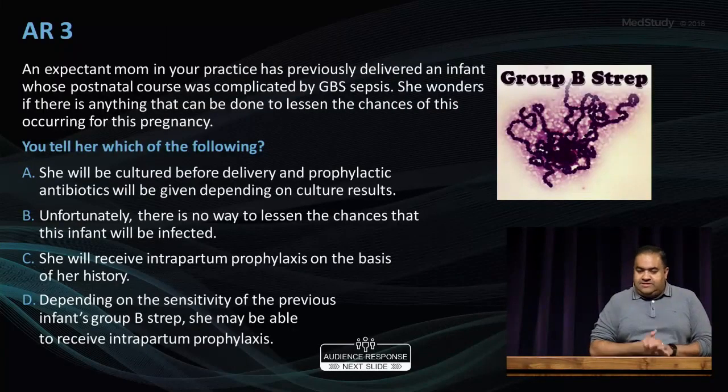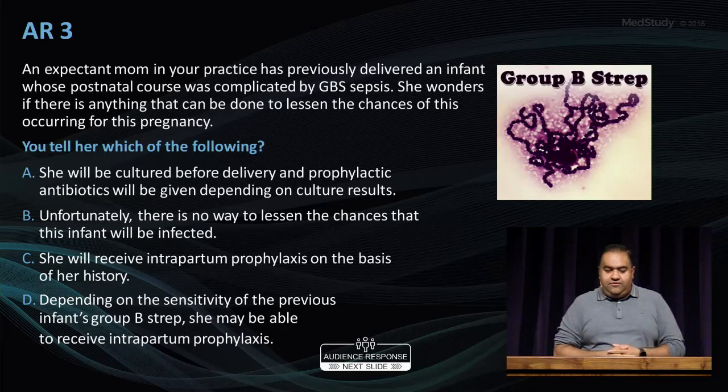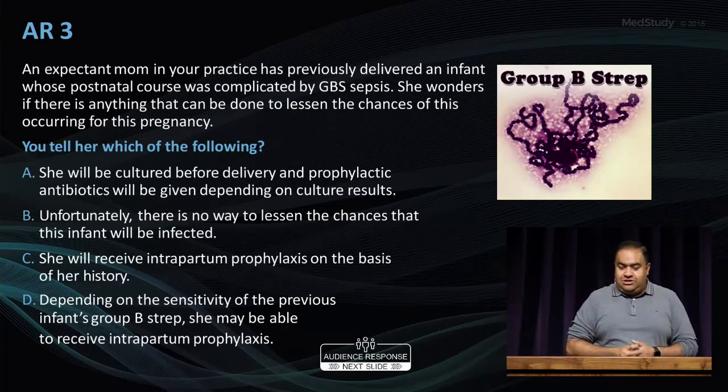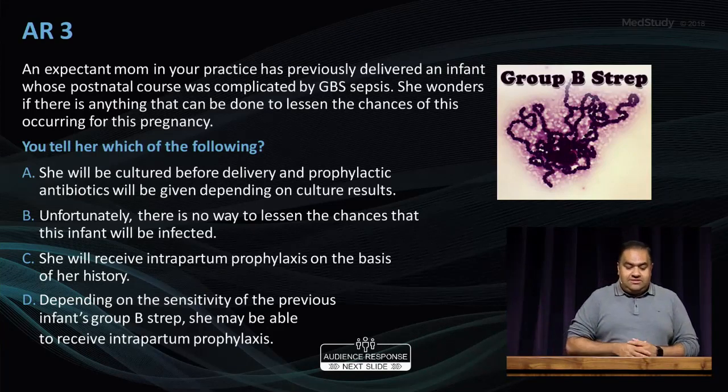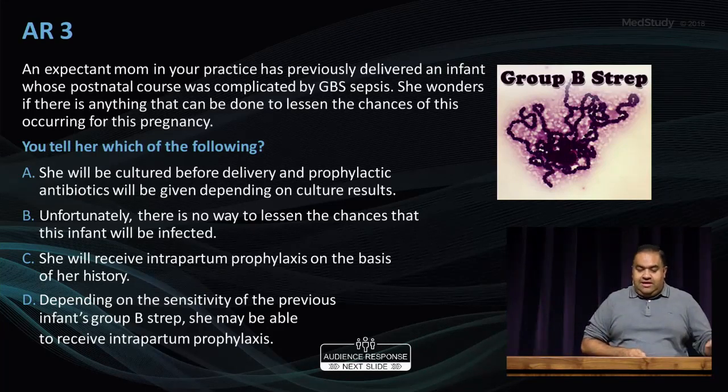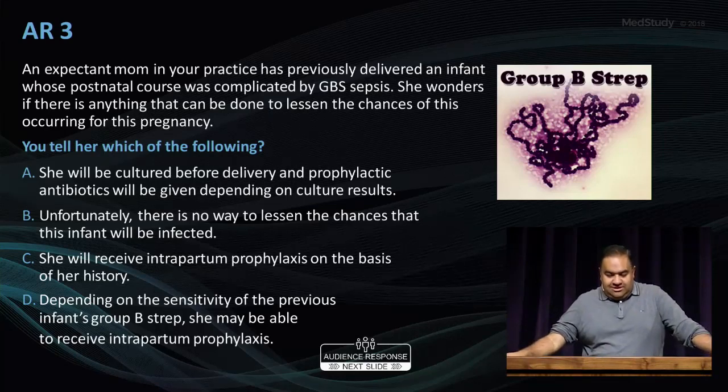All right. An expectant mom in your practice has previously delivered an infant whose postnatal course was complicated by GBS sepsis. She wonders if there's anything that can be done to lessen the chances of this occurring for this pregnancy. You tell her which of the following. A, she will be cultured before delivery, and prophylactic antibiotics will be given depending on culture results. B, unfortunately, there's no way to lessen the chances that this infant will be infected.